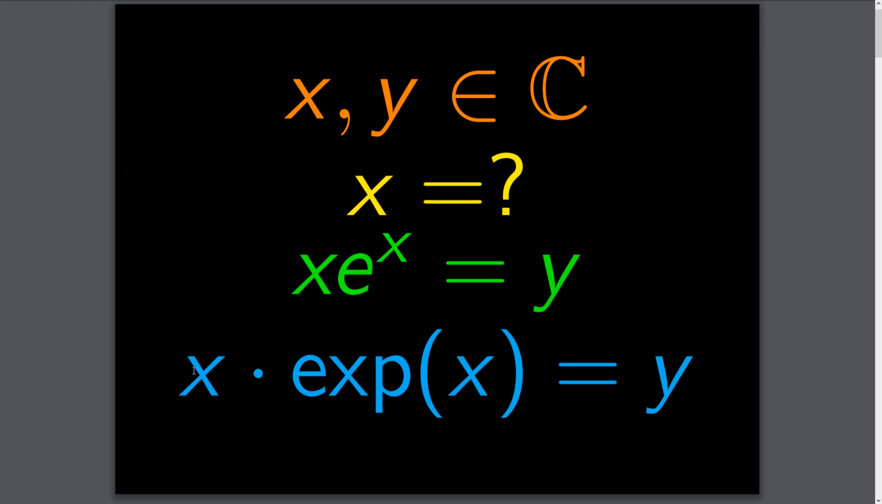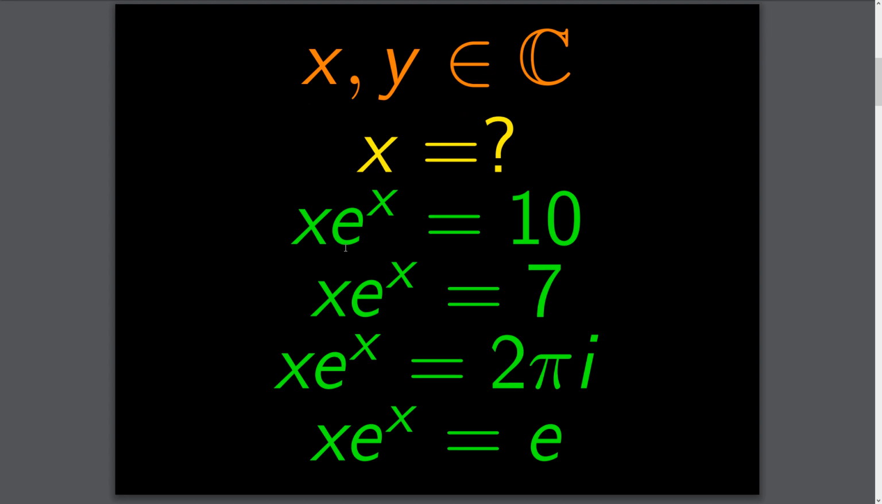Now you can obviously rewrite this problem in terms of this notation if you prefer it. So you can write exp of x instead of e to the x. Now just look at a couple of specific examples of how this equation might look. You should only see, for example, the first one to get an idea of how this equation looks. So x times e to the x equals 10, and we are looking for the value of x. So we are looking for all of the complex numbers which satisfy this condition.